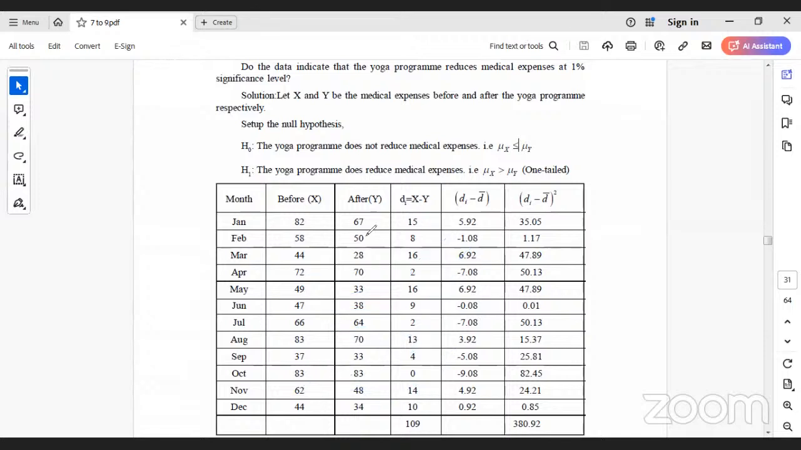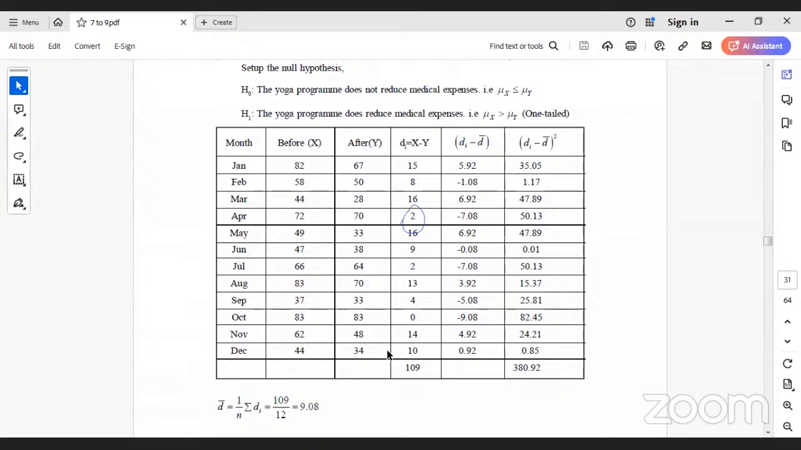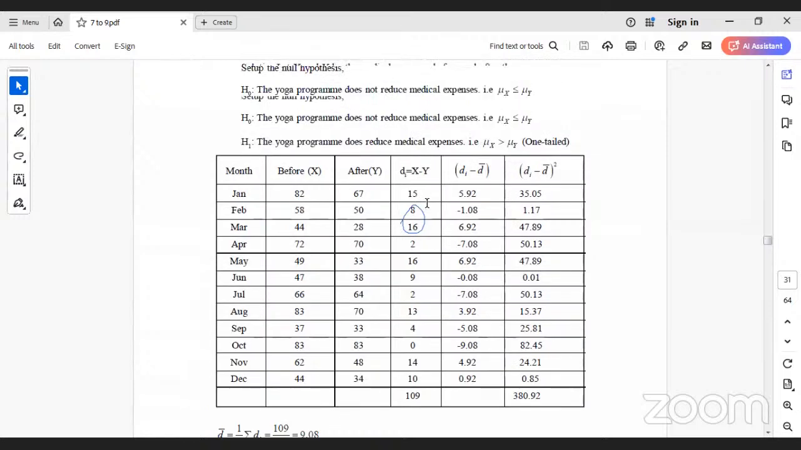So therefore, before x and after y, we are writing here x minus y. We treat these values here as di, and di minus d bar. This is my di minus d bar. This is 15. What is d bar? We take the sum of di, which is 109. Total di times 1 by n, 109 by 12, that is 9.08. So 9.8 we are removing: 15 minus 9.8, 5.2. So once more we can check here.